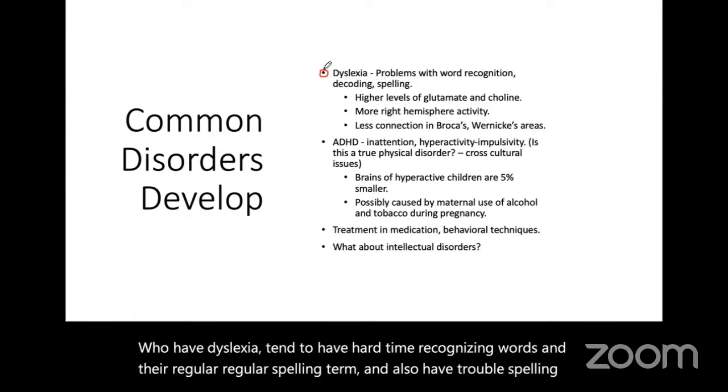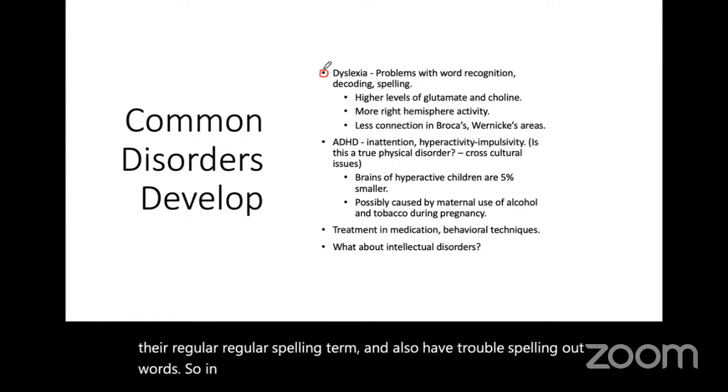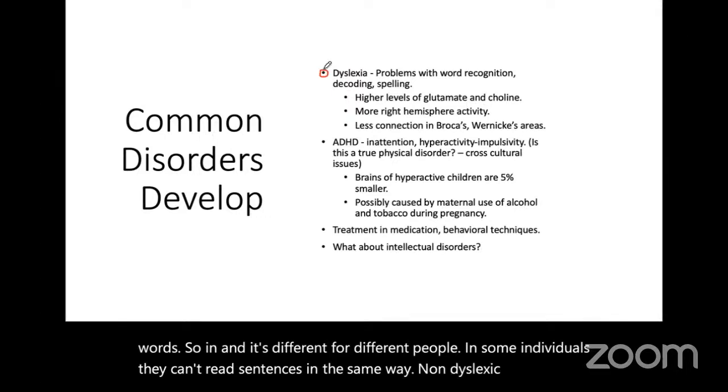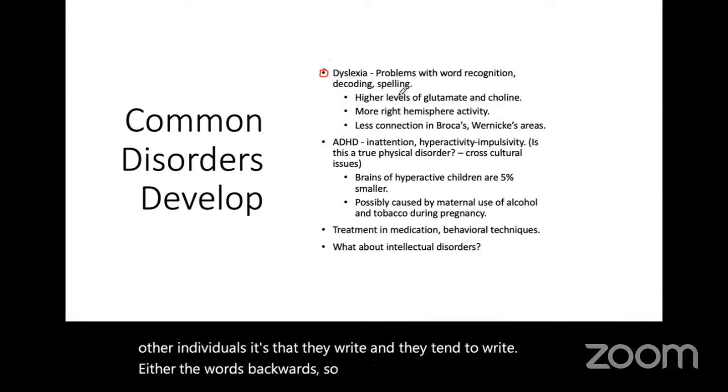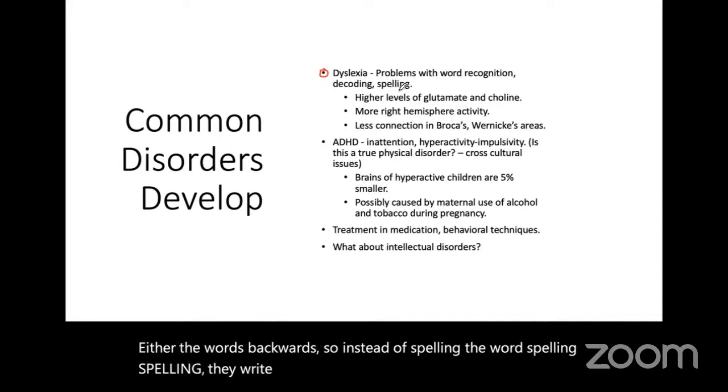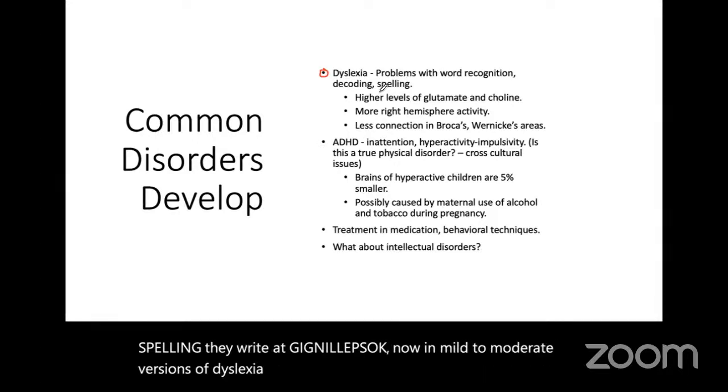So it's different for different people. In some individuals, they can't read sentences in the same way non-dyslexic individuals can. In other individuals, they write, and they tend to write the words backwards. So instead of spelling the word "spelling," they write it "gnilleps." Okay.